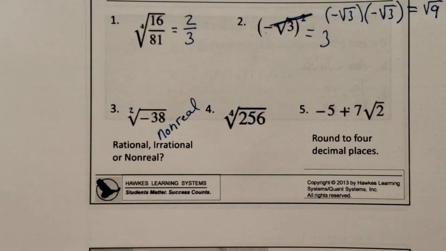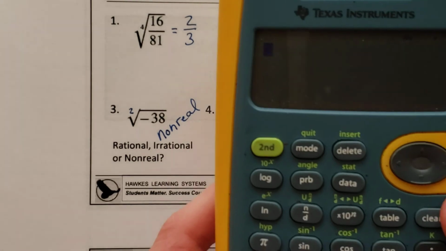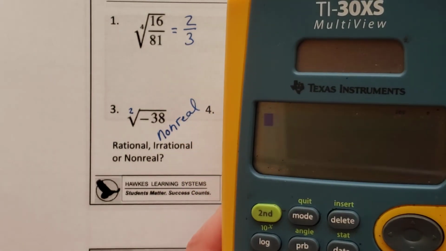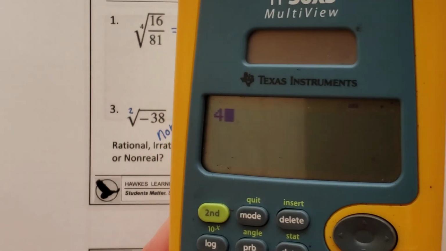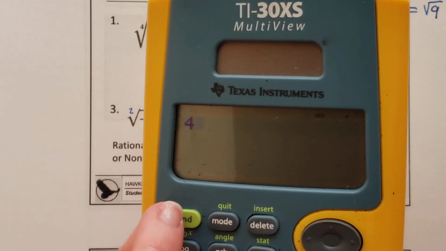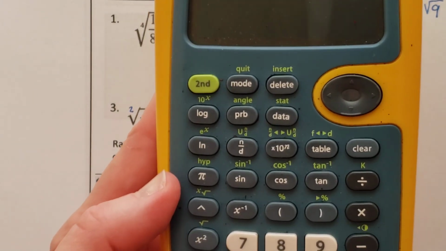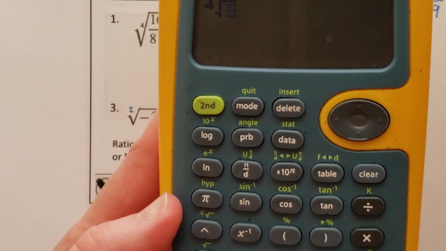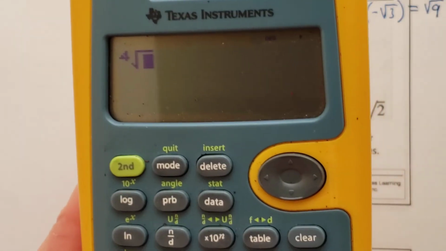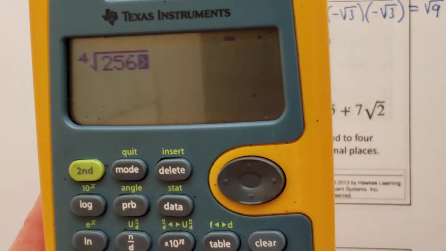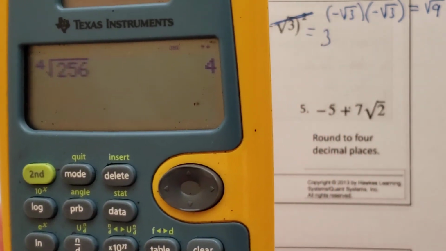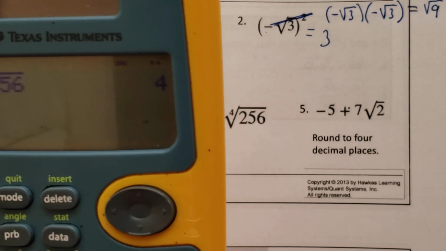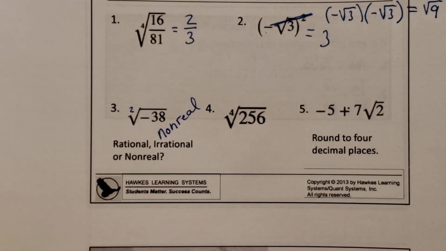All right, and then number 4, once again, they asked me the fourth root. So I'm going to start with a 4. I know this is so hard to read. My second button, my caret button. And then I'm just typing in there 256. Hit my enter button, and it is an integer. It's a rational number. So this is just 4.